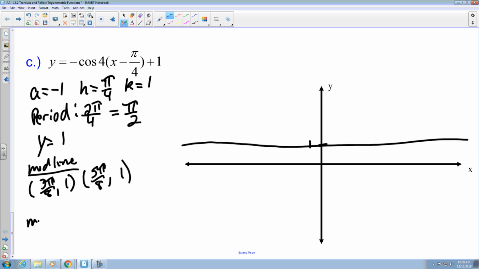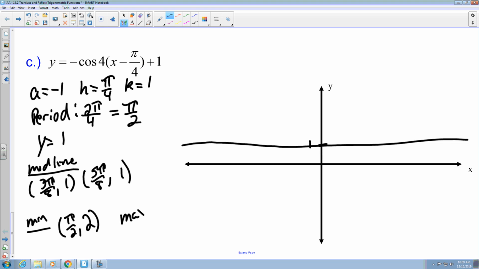My minimum is going to be 1/2 times pi over 2, which is pi over 4. Pi over 4 plus pi over 4 is going to be pi over 2, comma, and this will be negative a, so that's actually going to be positive 1. 1 plus 1 is 2. So my minimum in this case is actually going to be my maximum because of that negative amplitude.